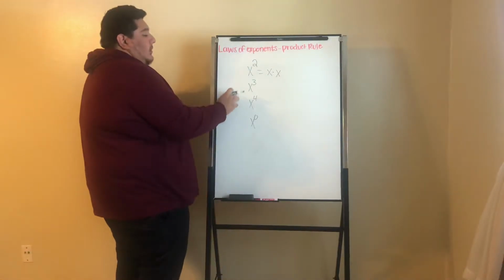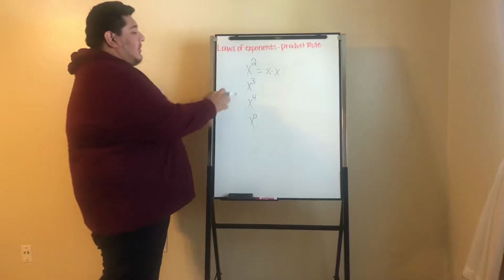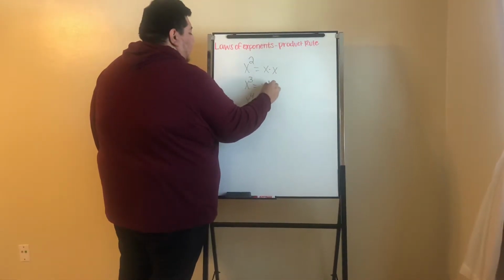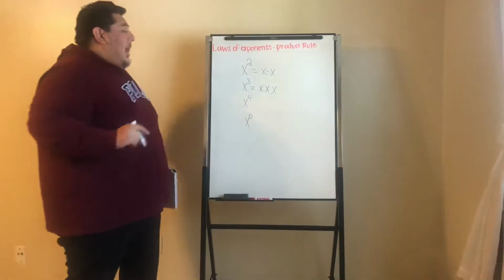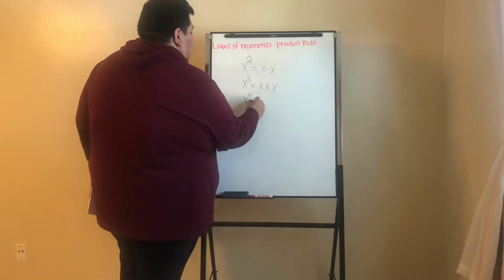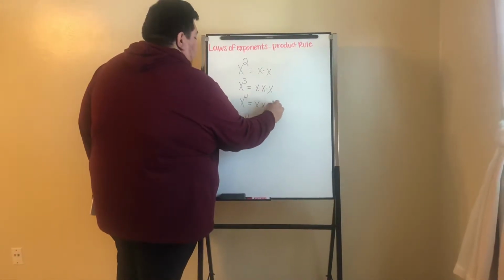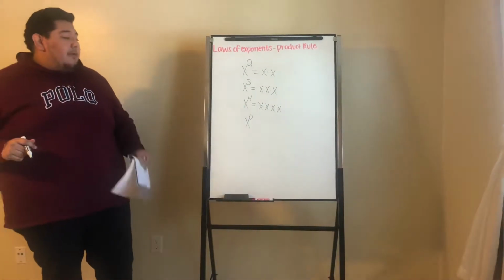Let's go to the next. Next you have x to the power of 3, or x cubed. Now since the number is 3, we know that there's a total of 3 x's multiplying themselves. Next, x to the power of 4. That tells me there's a total of 4 x's, that is correct, multiplying themselves to give me x to the power of 4.